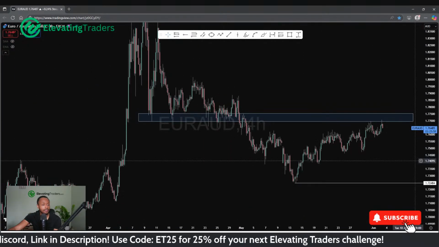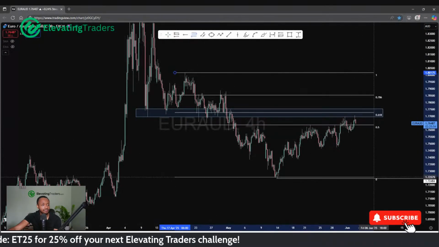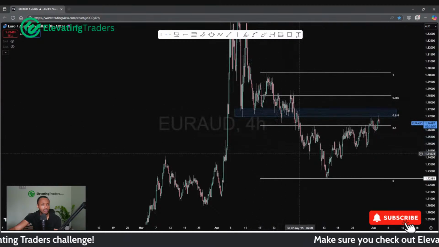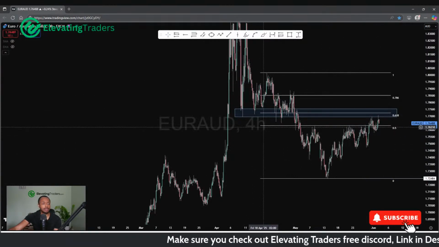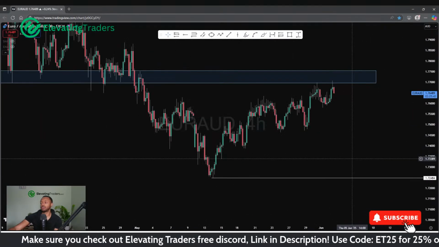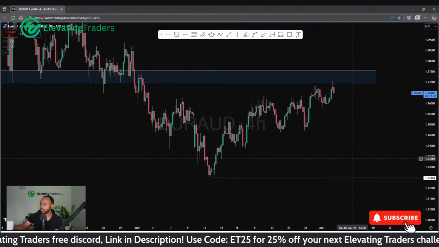We draw a fib from the high to the low, in that kind of zone between 0.5 and 0.618. So, yep, healthy retracement at a relatively nice level, and seeing some healthy rejection as price develops there. So, I think shorts for Euro Aussie look really good.